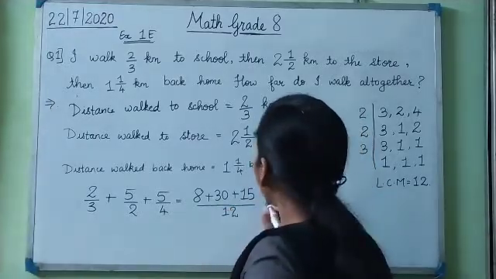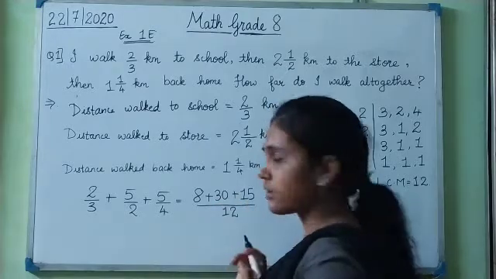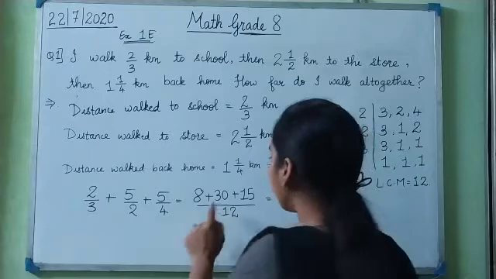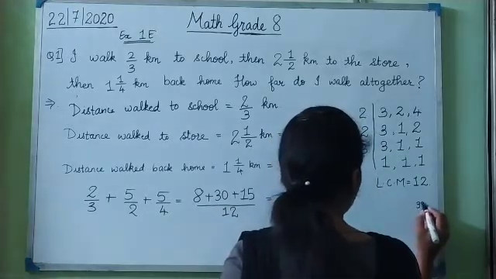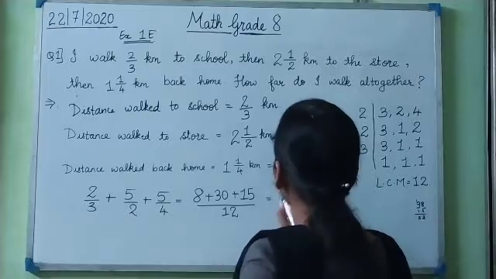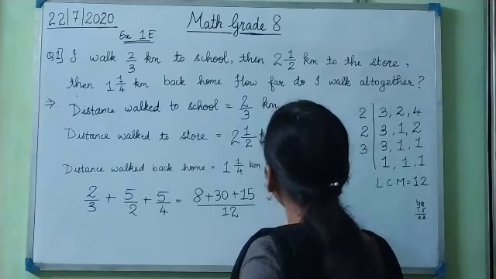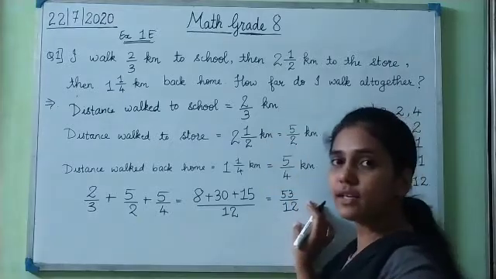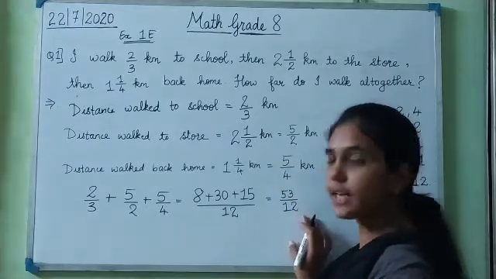Now, I simply add the numerators. So what is there in the numerator? 8 plus 30 is 38. 38 plus 15 is 53. So this is 53 by 12. Okay, so this is our final answer.